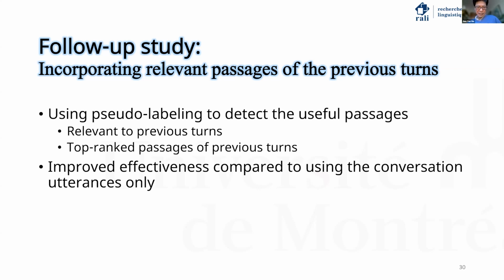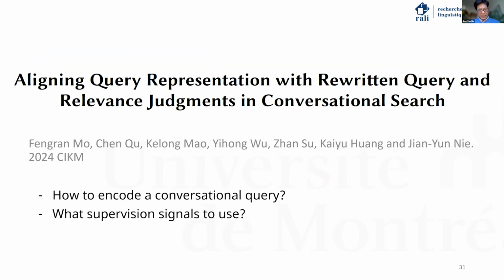And again, we use this idea of pseudo relevance annotation to determine what results of the previous terms are useful for the current term. And this again is shown to help improve the search results. So this is about the pseudo annotation of relevance of previous terms.